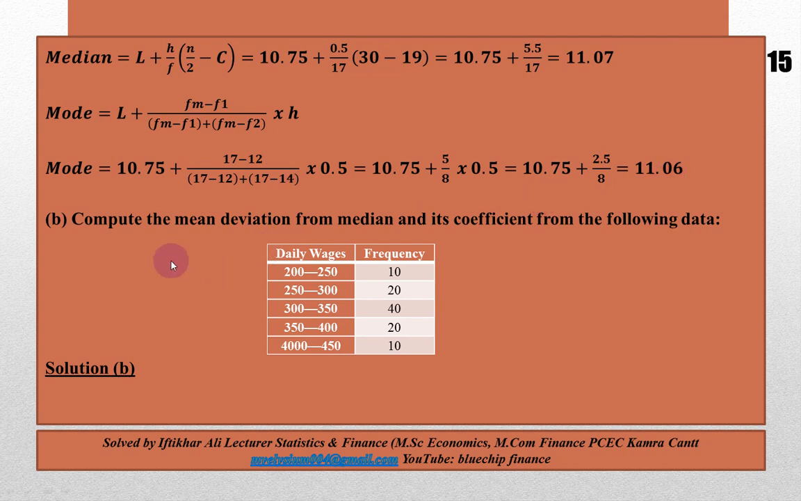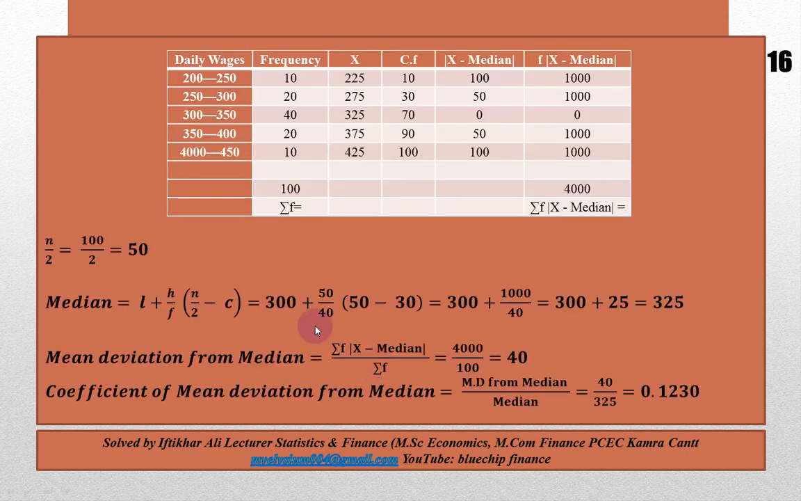And part B is to compute the mean deviation from median and its coefficient from the following data. The formula for mean deviation from median is sum of f multiplied by the absolute value of x minus median, ignoring the minus sign, divided by sum of f. So first of all, we will calculate the median. How can we calculate the median? We already discussed it in the previous part of the question.